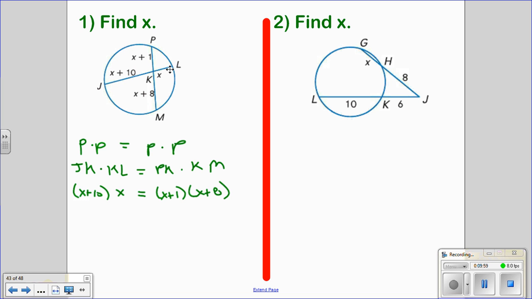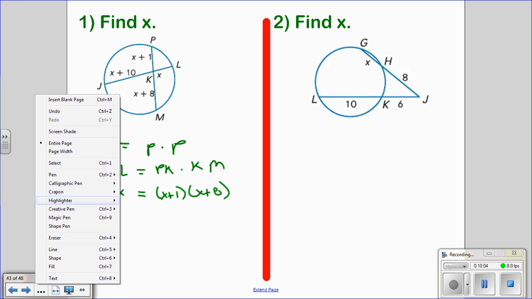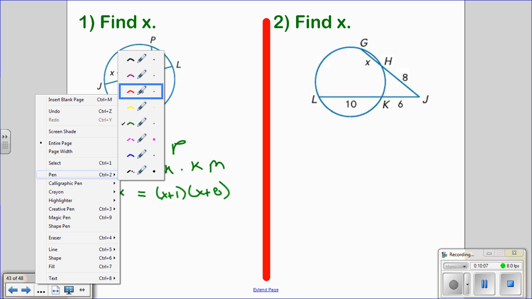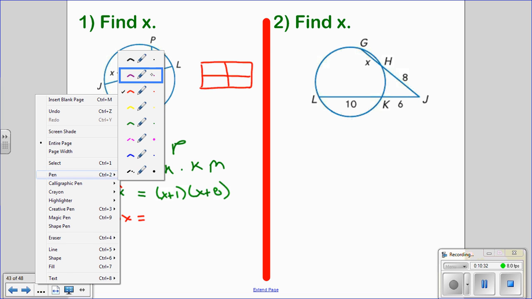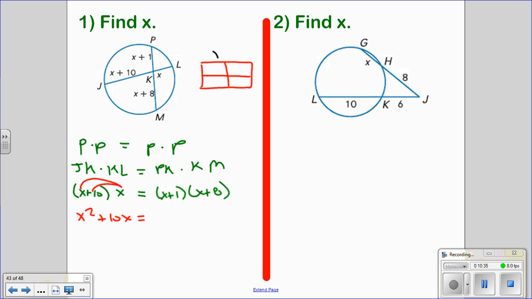So now we have to multiply. The left side is a little easier because all you need to do is just distribute this x within the parentheses. When you distribute, you're going to have x squared plus 10x. On the right side, we would need to do the 2 by 2 box, or the FOIL method, if you remember the FOIL method. So the labels of the box would be x plus 1, and the side would be x plus 8.